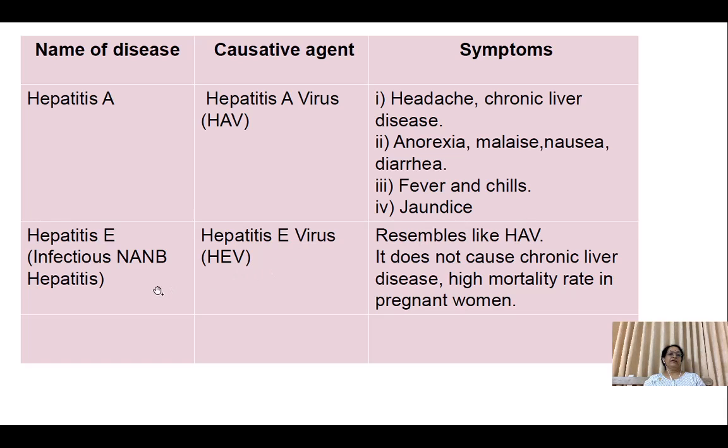Next to this is again a hepatitis virus, but hepatitis E virus. To the disease, the name given is either hepatitis E or NANB, that is non-A non-B hepatitis, not hepatitis A virus or hepatitis B virus, NANB hepatitis. This resembles HAV. It does not cause chronic liver disease, but mortality rate is quite high in case of a pregnant woman infected by hepatitis E virus.